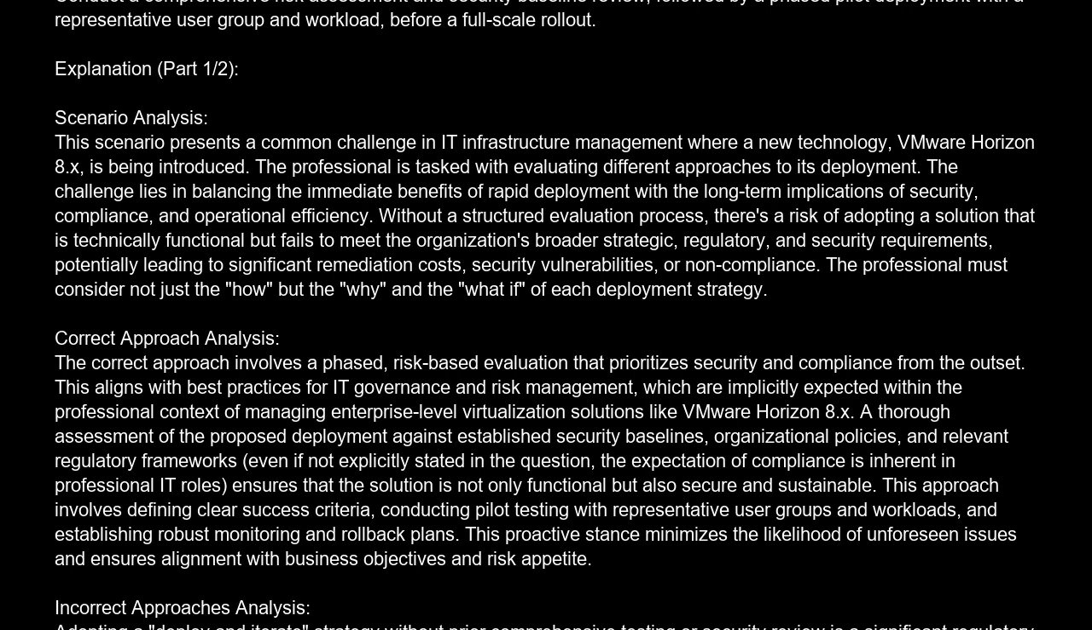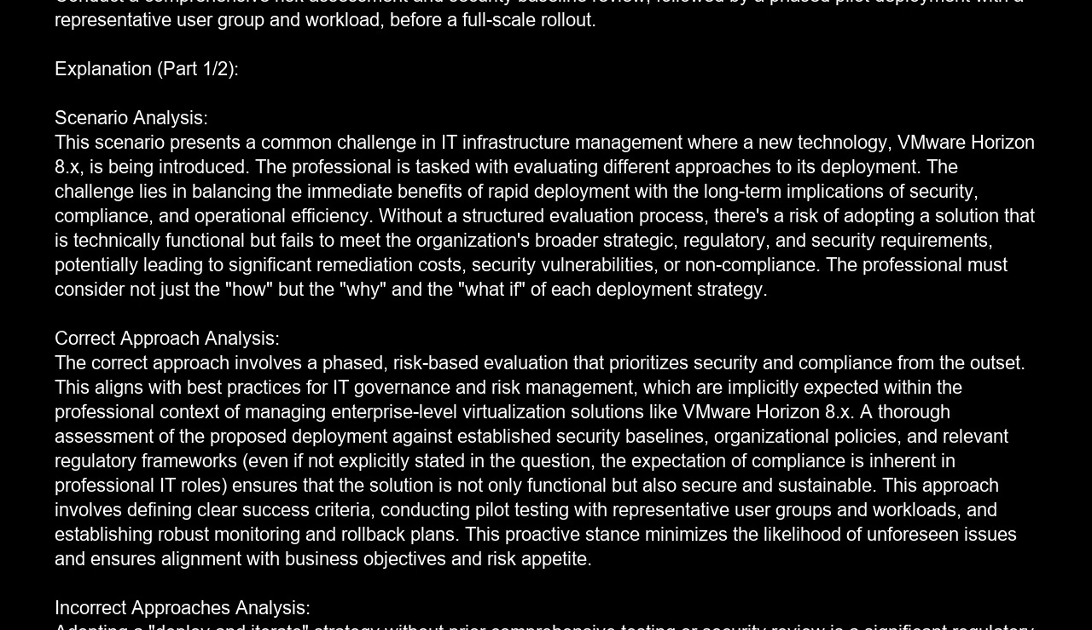Explanation: scenario analysis. This scenario presents a common challenge in IT infrastructure management where a new technology, VMware Horizon 8 X, is being introduced. The professional is tasked with evaluating different approaches to its deployment. The challenge lies in balancing the immediate benefits of rapid deployment with the long-term implications of security, compliance, and operational efficiency. Without a structured evaluation process, there's a risk of adopting a solution that is technically functional, but fails to meet the organization's broader strategic, regulatory, and security requirements, potentially leading to significant remediation costs, security vulnerabilities, or non-compliance.